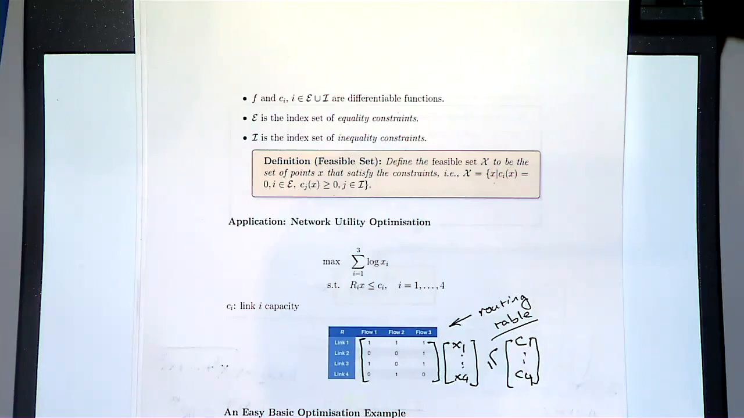I'm a little confused about the general problem statement. Is the goal to find the best routing table? No, the goal is, I haven't explained the goal yet. I'm just setting up the constraints of the problem first. Okay, but the routing table is fixed. For this problem, yes, the routing table is fixed.